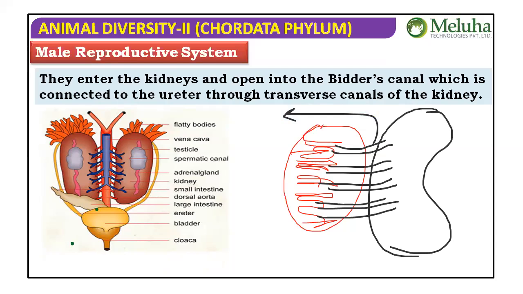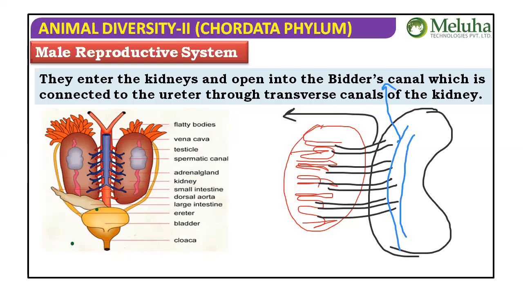They enter the kidney and open into the Bidder's canal. I'll show you the Bidder's canal, in blue. They open into the Bidder's canal, which is connected to the ureter through the transverse canals of the kidney.